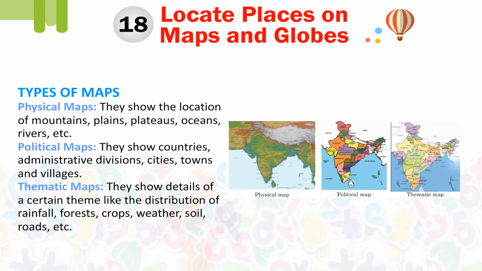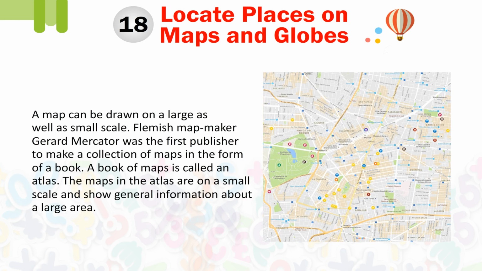Types of maps. Physical maps show the location of mountains, plains, plateaus, oceans, rivers, etc. Political maps show countries, administrative divisions, cities, towns and villages. Thematic maps show details of a certain theme like the distribution of rainfall, forests, crops, weather, soil, roads, etc. A map can be drawn on a large as well as small scale.